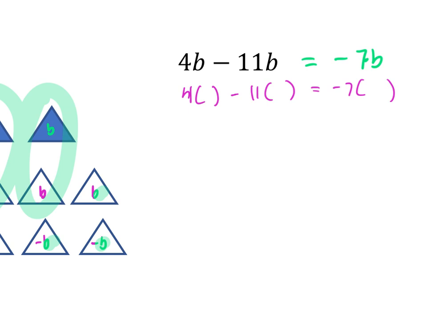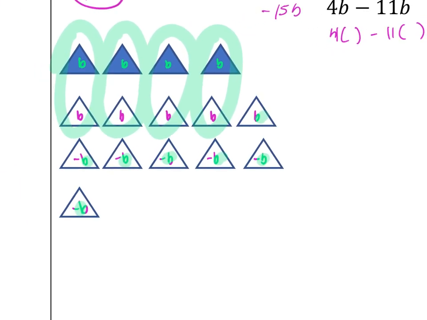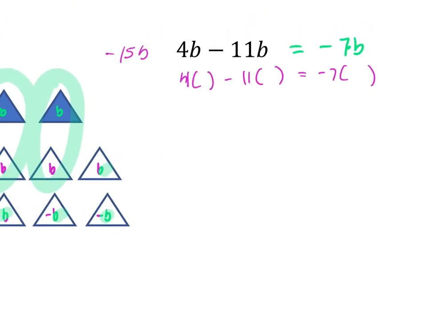Okay, so you should have done this. Let me drive home a point here. Let's say you did this and you came up with negative 15b. If we look at the picture, we can see that's not what it is. We have 7 negative b's. But let's just say you had that. So I'm going to plug this in, negative 15 times b.